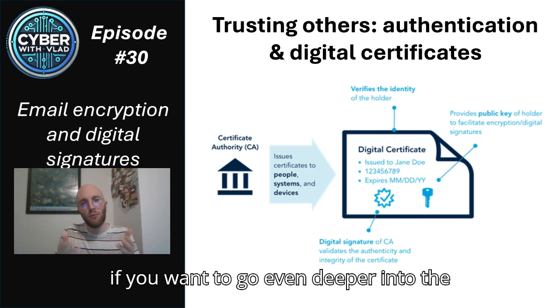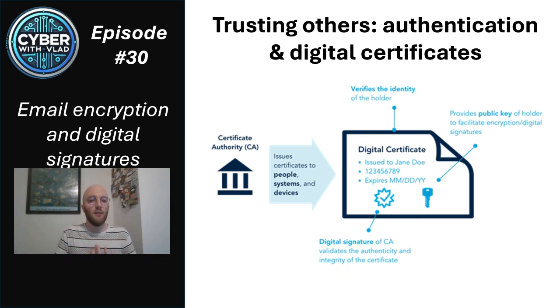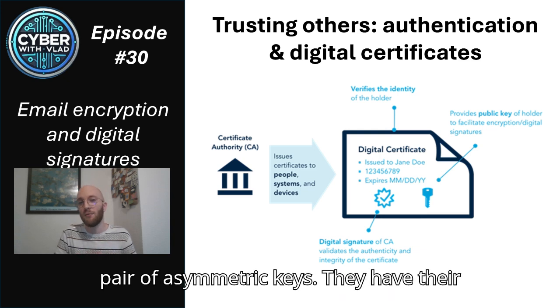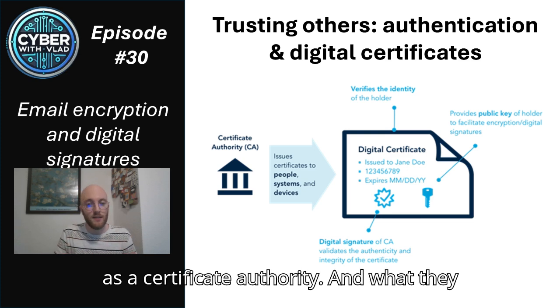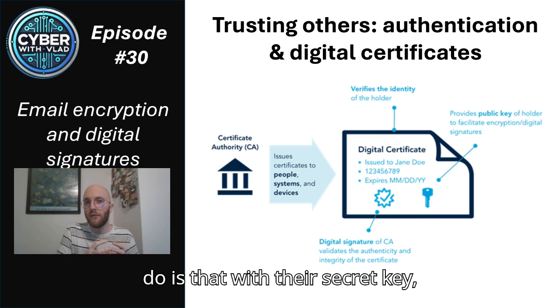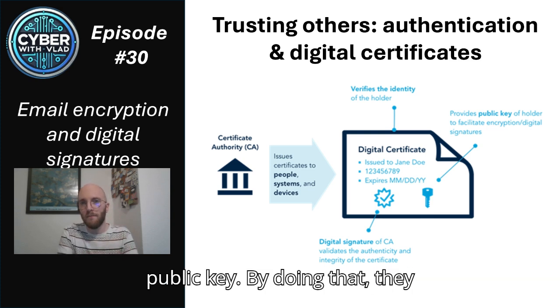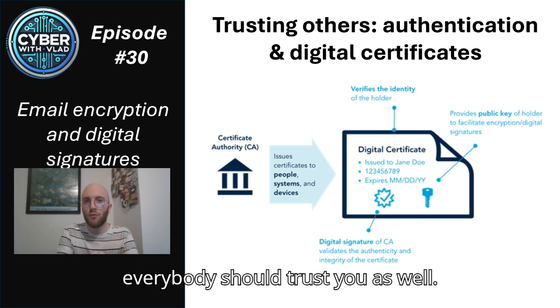In practice, if you want to go even deeper into the technical aspects, a certificate authority also has a pair of asymmetric keys. They have their own secret key and they have a public key as a certificate authority. And what they do is that with their secret key, they are going to stamp your public key. By doing that, they acknowledge that they trust you and everybody should trust you as well.